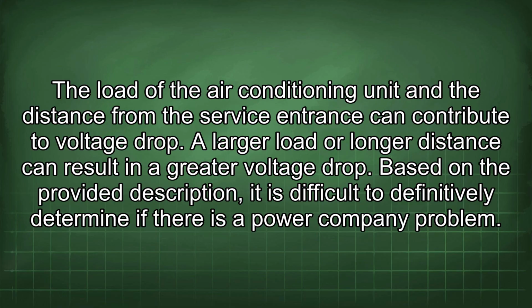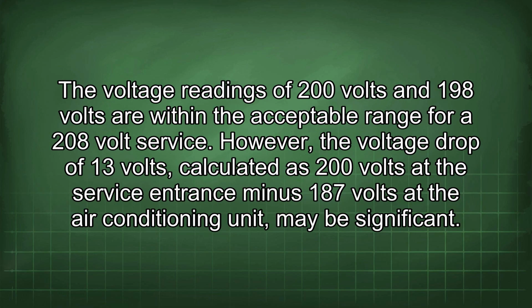Based on the provided description, it is difficult to definitively determine if there is a power company problem. The voltage readings of 200 volts and 198 volts are within the acceptable range for a 208-volt service. However, the voltage drop of 13 volts, calculated as 200 volts at the service entrance minus 187 volts at the air conditioning unit, may be significant.